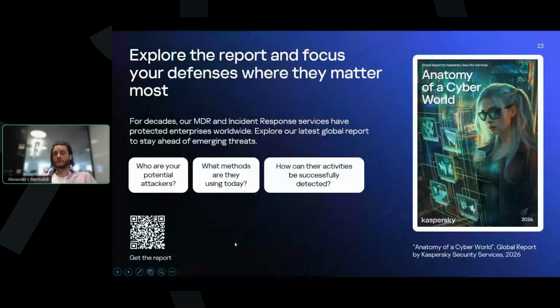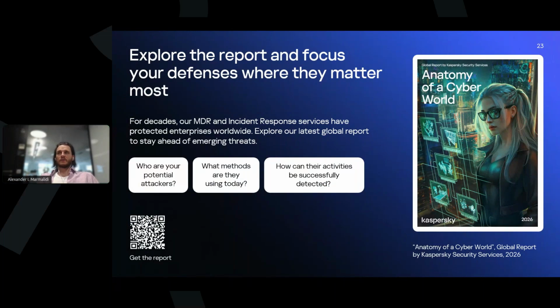And of course, if you haven't received it or read this, I strongly recommend that you take a look at Anatomy of a Cyber World. This is our global report created by our security services. So our MDR, our incident response, as I mentioned, the Center of Expertise, that actually work with customers, work with real cases, and protecting enterprises all over the world.